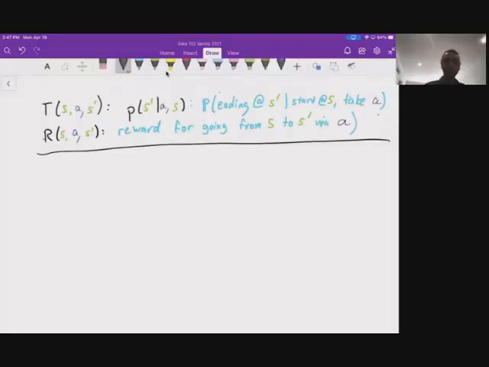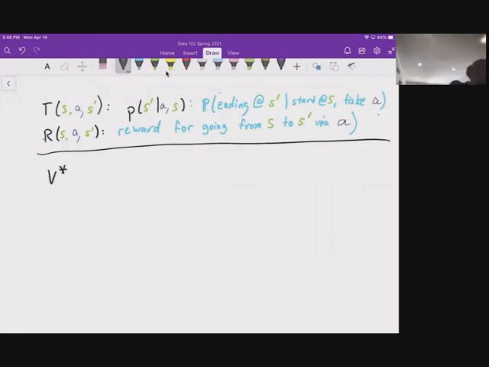All right, so in this video, we're going to talk about how we actually figure out the optimal policy. As a reminder, we have this T function, which tells us the probability of ending up in state S' if you start in S and take action A. And we have R(S, A, S'), which is the reward for going from S to S' by taking action A. I'm using green for states and purple for actions. These are the setup for the problem, and I'm going to define a few quantities.